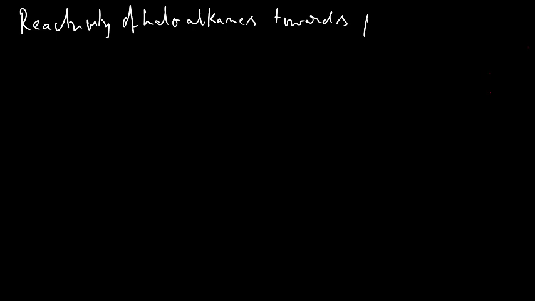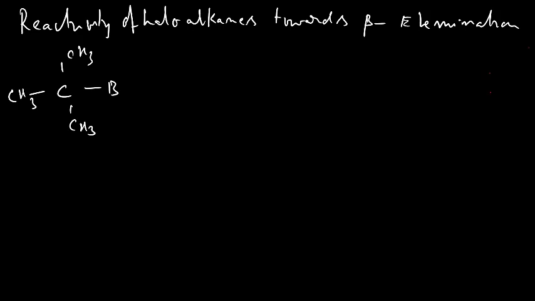Now let us discuss the reactivity of haloalkanes towards beta elimination. Now let us see some substances. This is CH3, CH3, CH3, Br. What is this substance? This is tertiary butyl bromide.